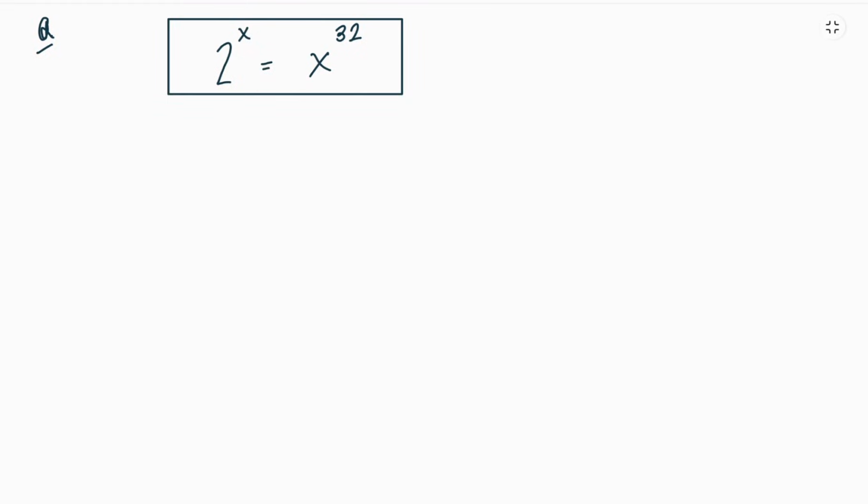I'm Upasana Taneja, and in this video we have a question: 2 raised to power x is equal to x raised to power 32, right? And we need to solve it for x. We need to find out the value of x, right?